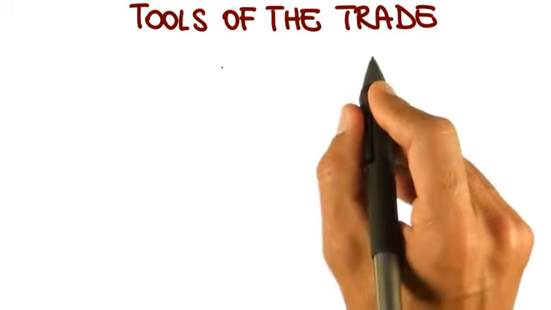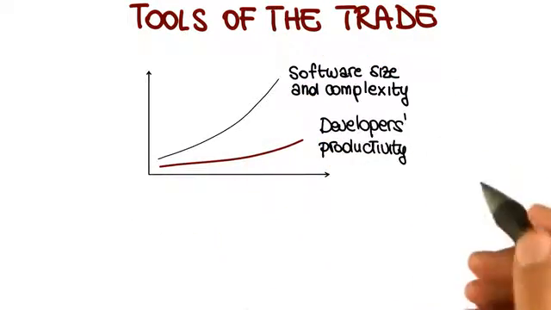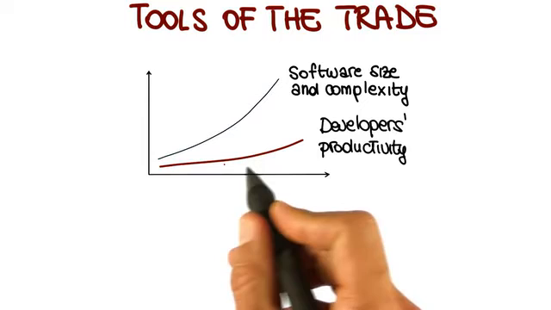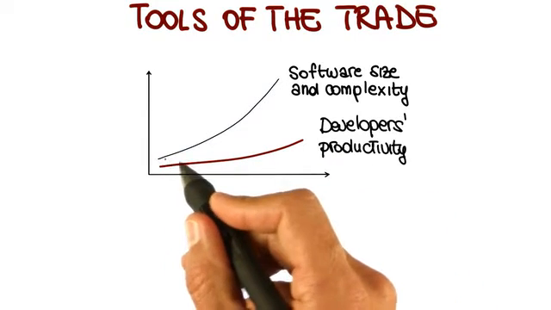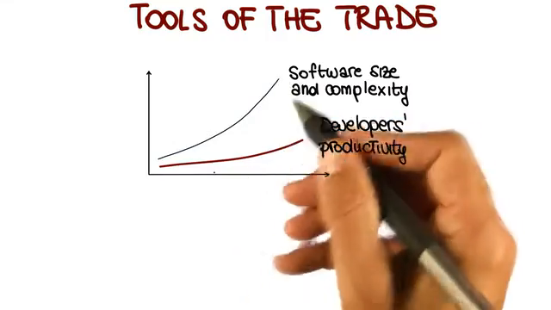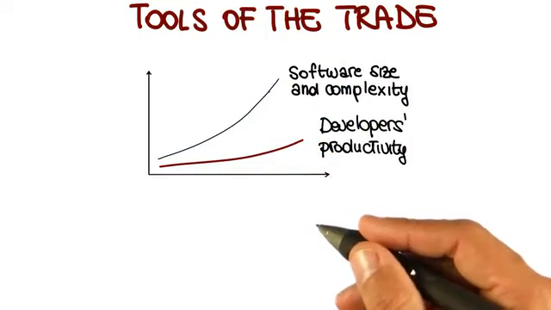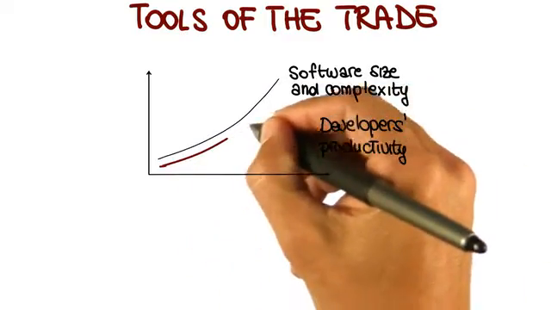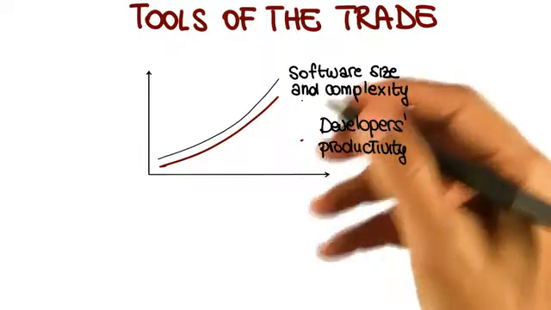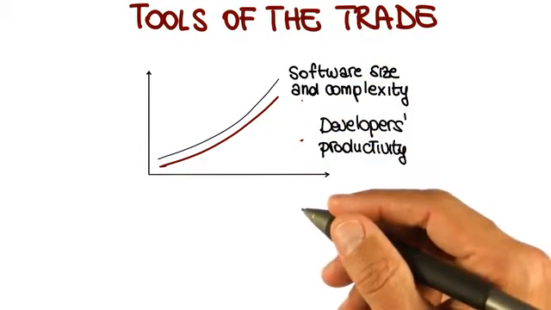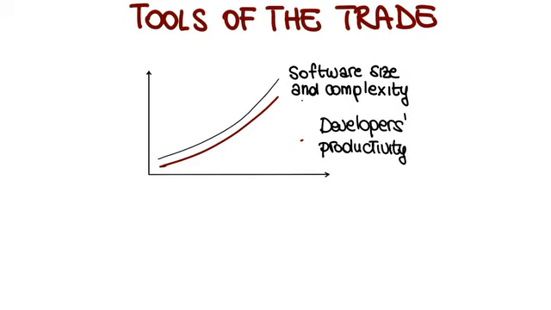So let me go back to one of the diagrams that I showed you before. If you remember, we had this qualitative diagram in which we were showing that one of the issues that led to the software crisis was the fact that developers' productivity was not able to keep up with the software size and complexity, with the growth in the importance and complexity of software. What tools can help us to do is to change this and basically move this curve from this original position up here so that it gets closer and closer to what we need to develop the software that we need to build. So let me discuss some examples of how tools can improve productivity.